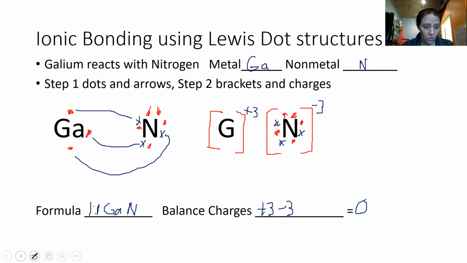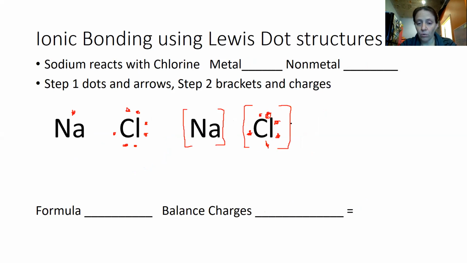All right, and the next one, we're going to do one more. We're going to do the sodium and the chlorine. I want you guys to pause and do this one again on your own. So sodium, once again, is on the left side of the periodic table, so that's going to be our metal. And then our non-metal is going to be chlorine. Sodium has 1 valence electron. It's our metal, so we're going to lose that electron to chlorine. Sodium lost all of its electrons, so it doesn't have any dots around it.